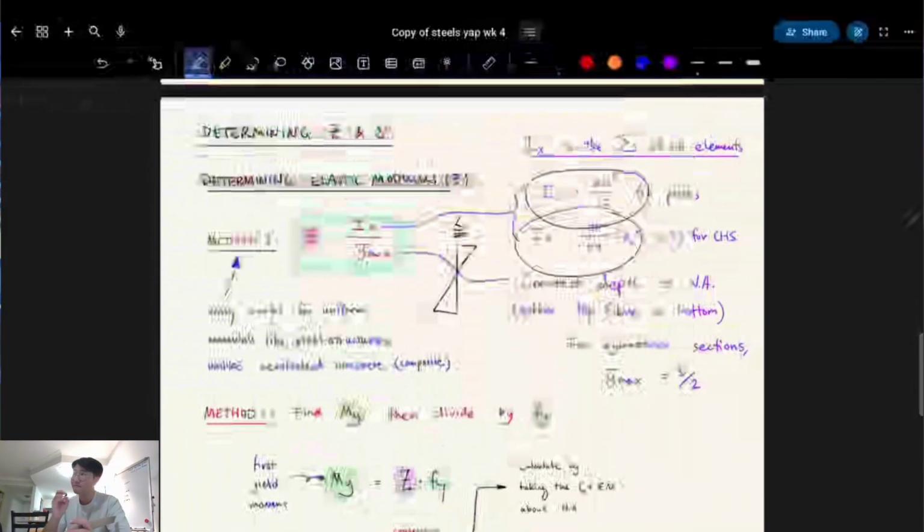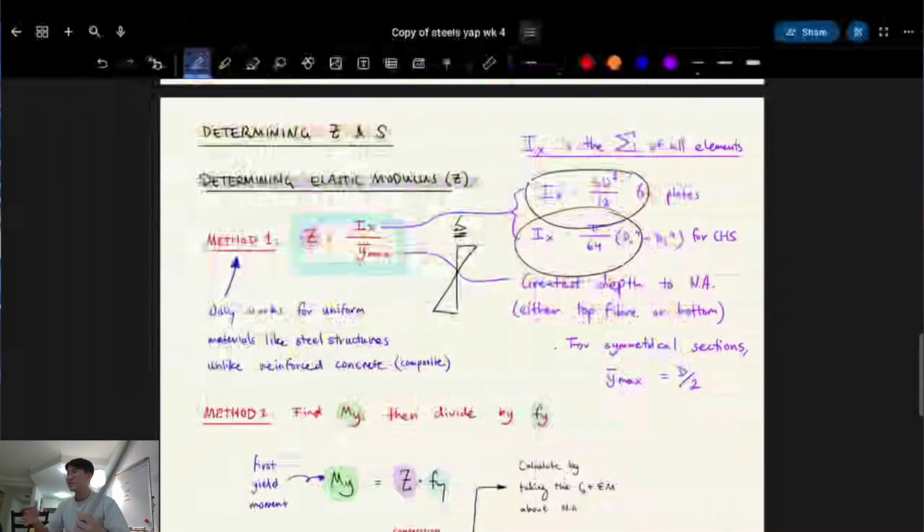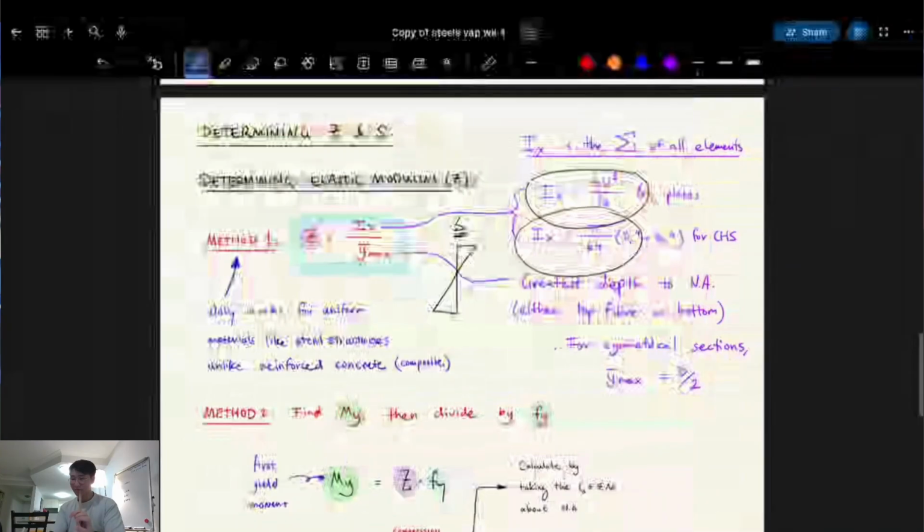So you said it only works for uniform materials. Oh yeah, that's why we can't do it in concrete. Oh, not uniform shapes, uniform materials. Oh, we can't do it. Yeah, but for steel we're considering one material. But for reinforced concrete, it's multi-material, so this doesn't work anymore. But it does work in this course. Yes. So don't do method 2 basically.